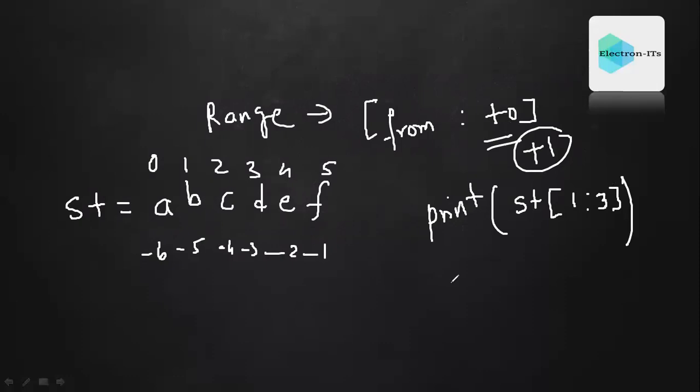So the output for this will be B and C. It will not consider this D. It will not consider this D, because we have used 3 here, so it will exclude this 3. It will take only 1 and 2. So this is what you have to know about range, right? So from to 2, this 2 is always +1 of what we require, so we have to exclude this 2 value always.